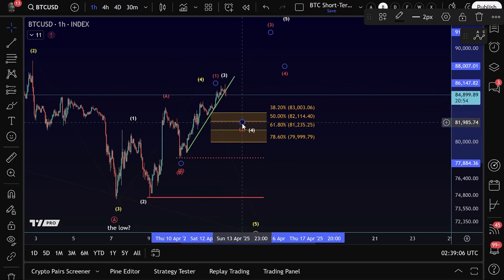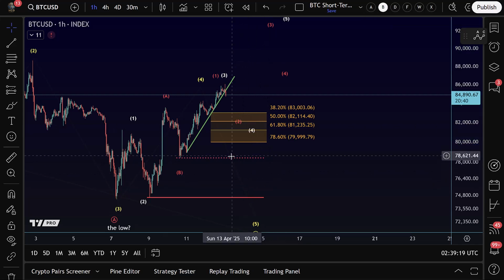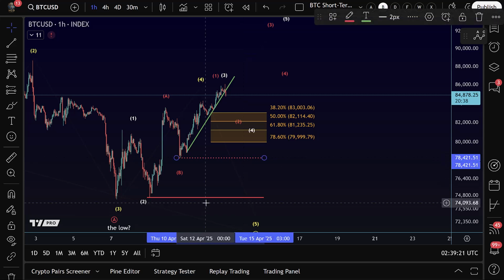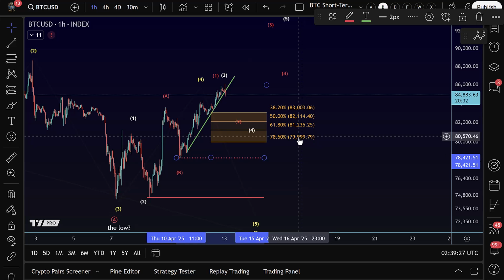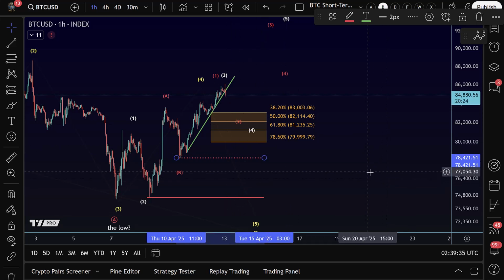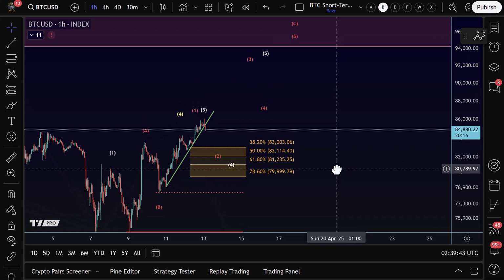It's really due now, this pullback, in either wave 2 in red, or in the wave 4 in white, but that's the second bullish count. To be fair, they are very, very similar. Please note that in the red scenario, the invalidation point is located here at 78,421. The 80K level is not invalidation. It's simply where probabilities start to shift towards something more bearish. But technically speaking, the red scenario is valid as long as we're holding 78,421.